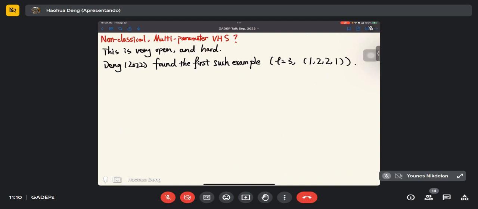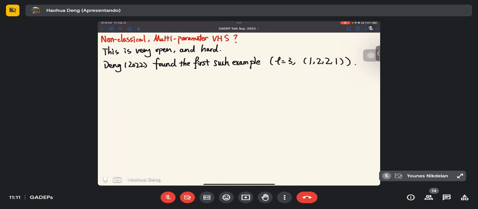But what about the most general case? If you have a non-classical period map, you cannot apply Mumford's toroidal compactification, and you have a multi-parameter VHS, which means you have some 2 or more higher dimensional cones. If you just paste them together by using the adjoint action of gamma, you might have some bad intersections, which prevents that collection from being a fan. So indeed, in general, this is a very open and hard problem.